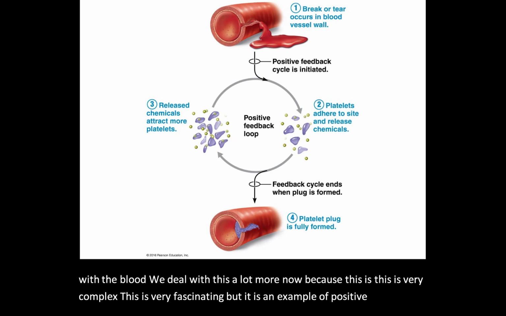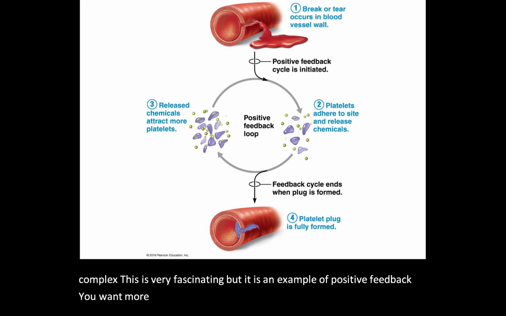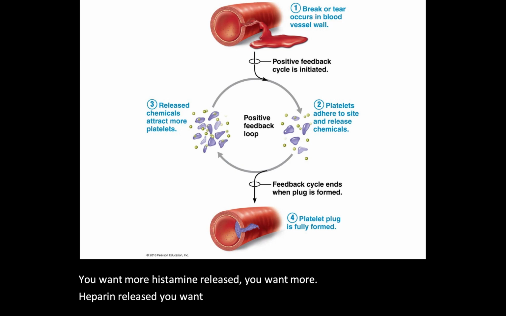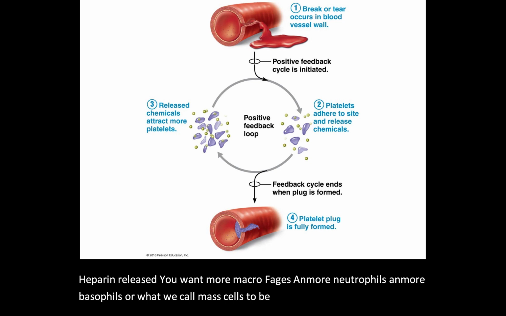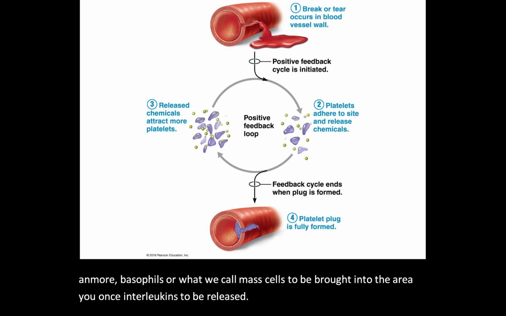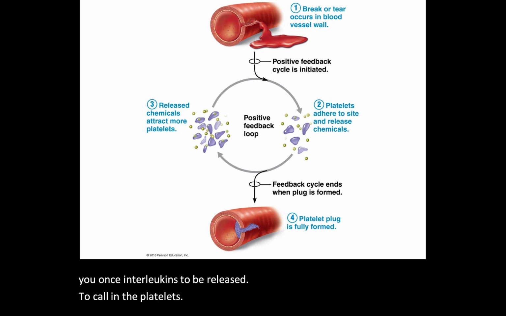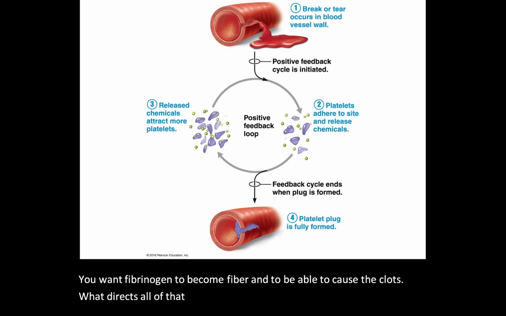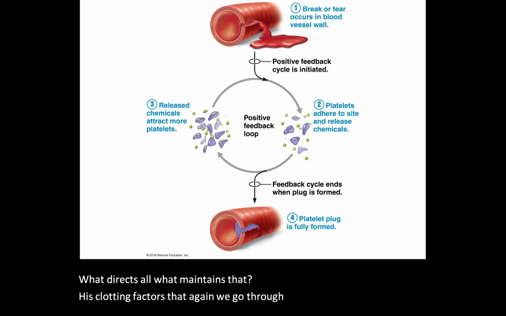Right? You want more histamine released. You want more heparin released. You want more macrophages and more neutrophils and more basophils, or what we call mast cells, to be brought into the area. You want interleukins to be released to call in the platelets. You want the fibrinogen to become fibrin to be able to cause the clot. What directs all of that? What maintains that? Clotting factors. Again, we go through this in detail in AMP2.